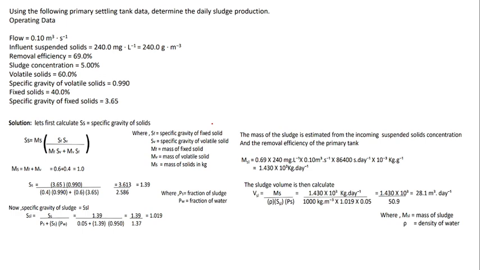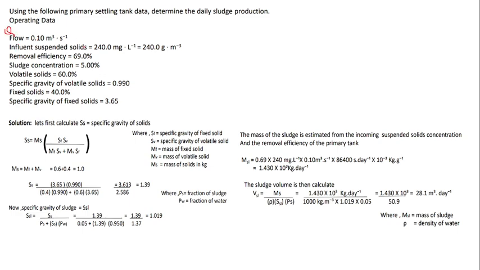Next question is: using the following primary settling tank data, determine the daily sludge production. So here we are going to calculate the daily sludge production, and the operating data are given here. The flow rate is 0.1 meter cube per second.